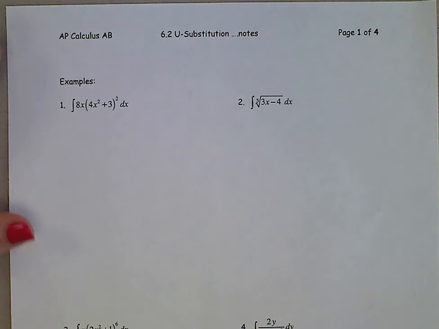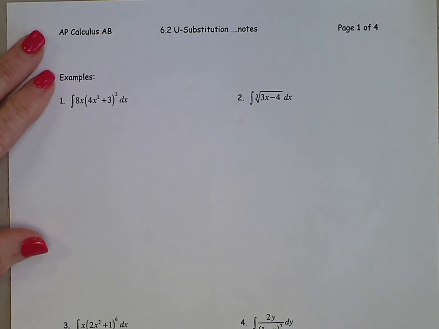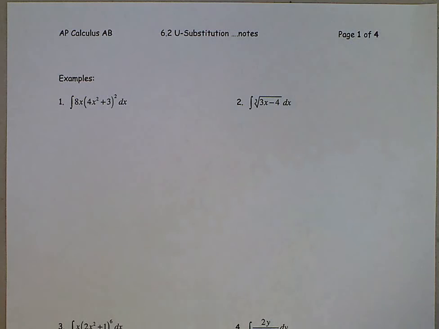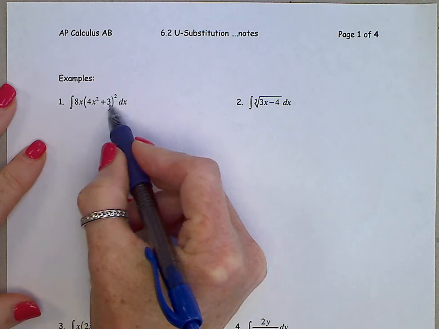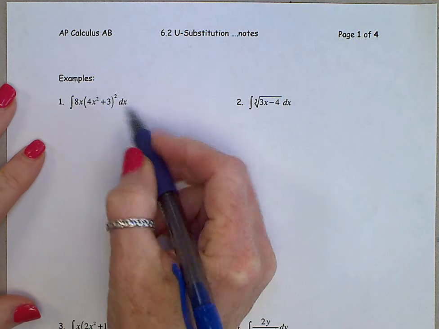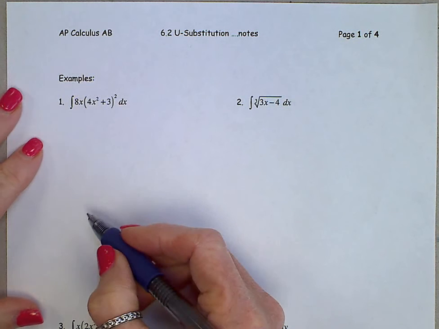AP Calculus, section 6.2, page 1. We are doing U-substitution today, and U-substitution is a way to take this complicated integral and rewrite it or shrink it down as something that's just a little bit neater and cleaner to do.